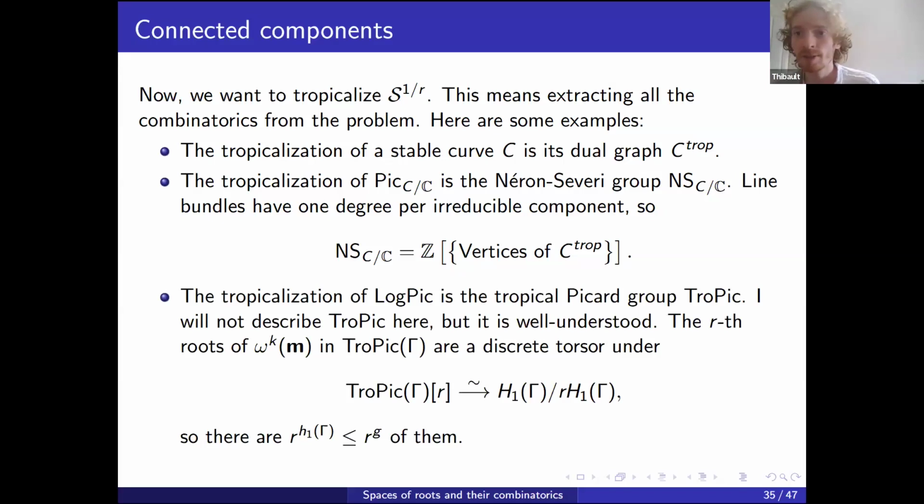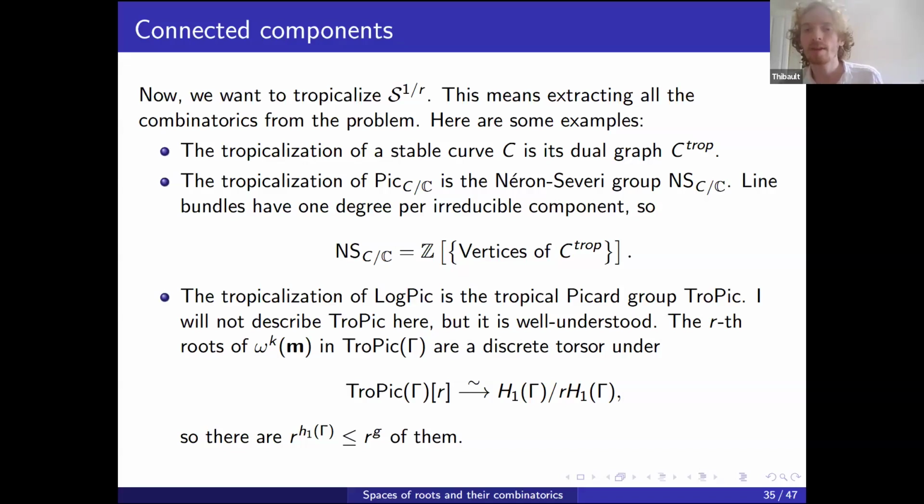Last but not least, if you want to tropicalize Logpic, you can. You can do it and you get an object that is a group as well. It only depends on the dual graph equipped with some sort of metric. And I'm not going to give you an explicit description of Tropic, but you can, and it's all graph cohomology.